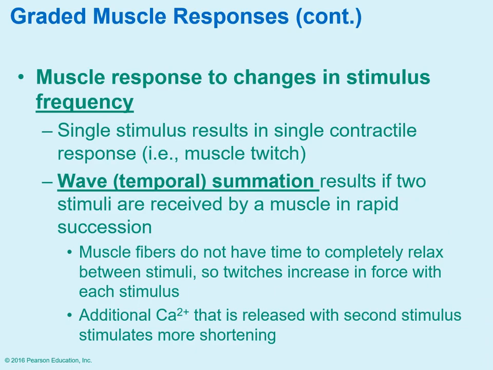Muscle response to changes in stimuli frequency. A single stimulus results in a single contractile response, just a single muscle twitch. Now, wave or temporal summation results when you have 2 stimuli received by the muscle in very rapid succession. The muscle fibers are restoring back to that resting state. It's in that relaxation period, but it doesn't completely relax between the stimuli. So the twitches are going to increase in force with each stimulus because you've got more and more calcium.